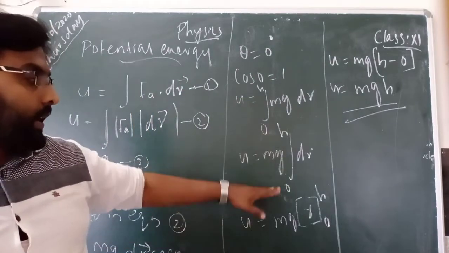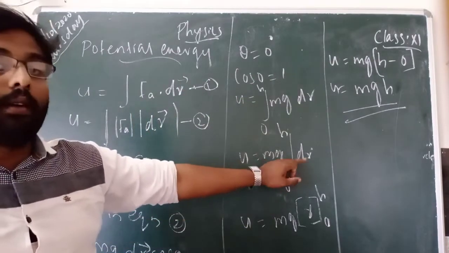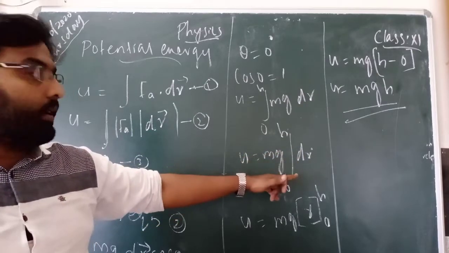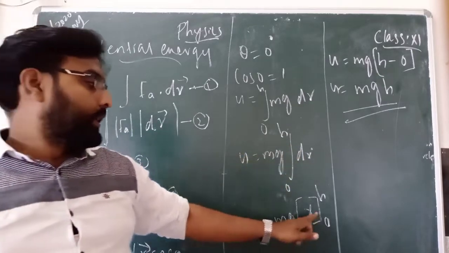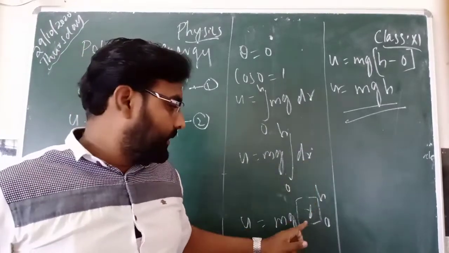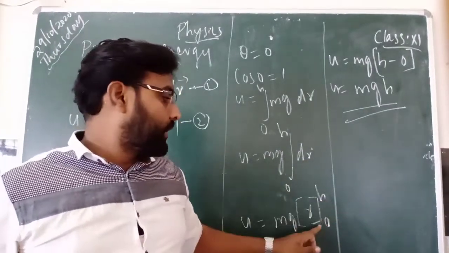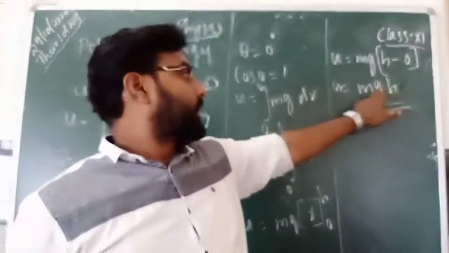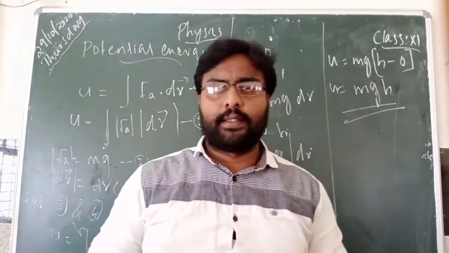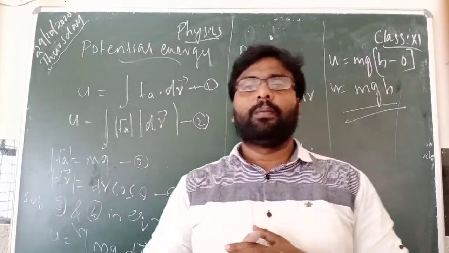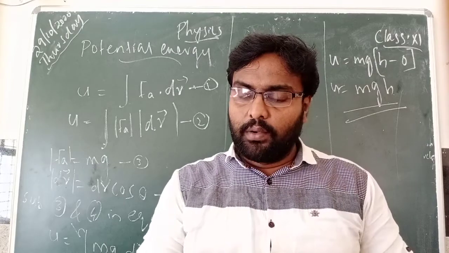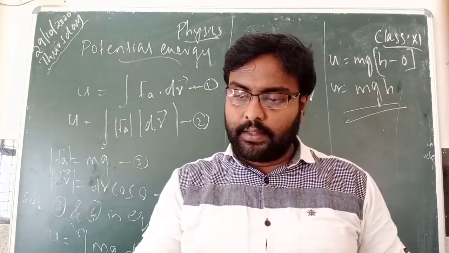Now you can integrate this. Integrate what? dr. Take mg outside, integrate dr, then apply the limit. Integration of dr is r. Apply the upper limit and lower limit, h minus 0. So what will we get? U is equal to mgh. This is the derivation for potential energy. Now example 4.8 you can practice.